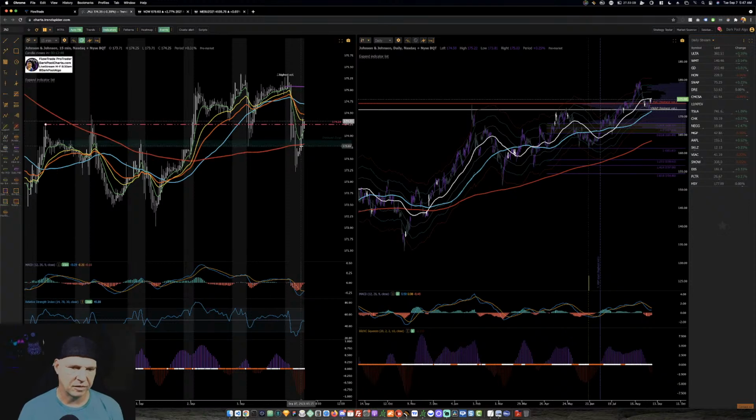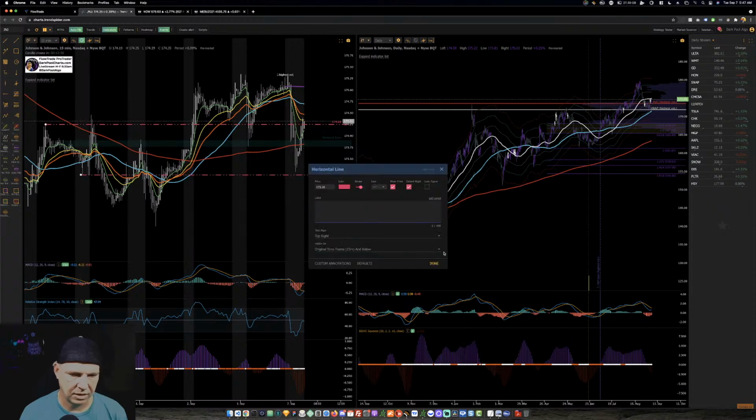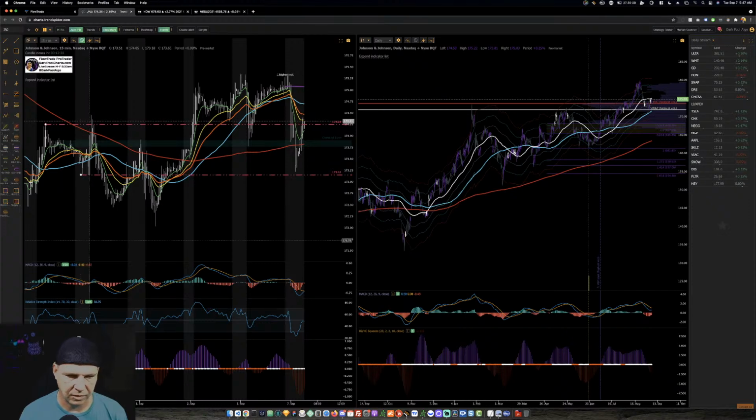So that lines up nicely with the 200. So if we break down below that, then I think we'd have to start looking at some of these previous lows at 172.50, right? 173.19. So if we break below the 200 SMA on the 15-minute chart, I'm going to look to target 173.18 and then any of these previous lows. 172.50 and below that, this little wiki one right here too, even 172 even.